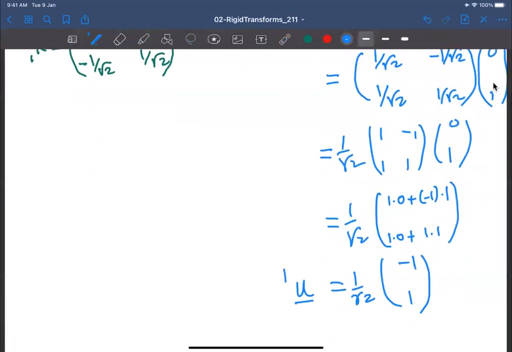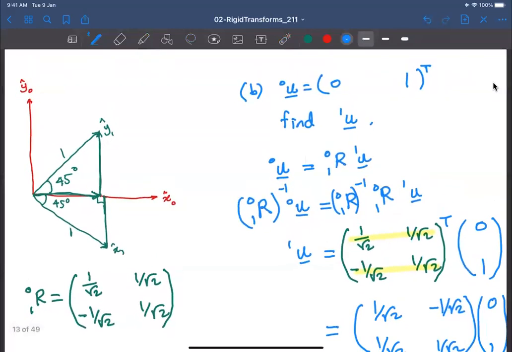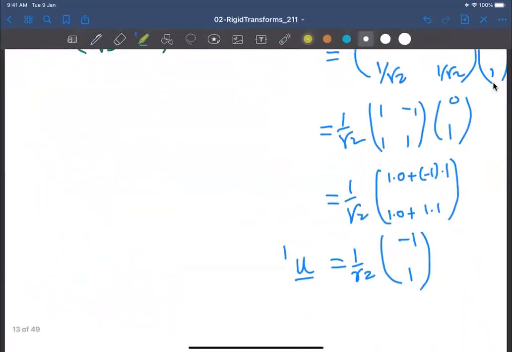In frame 1, given that the representation of u in 0 is 0, 1. So let's see whether this makes sense or not. So we have u in 0, which is 0, 1, which is basically this vector here, 0 and 1. Let me use a highlighter here. So what is the representation of this in frame 1, which is the green frame? We expect something that involves 1 over root 2, and this is actually the case here.